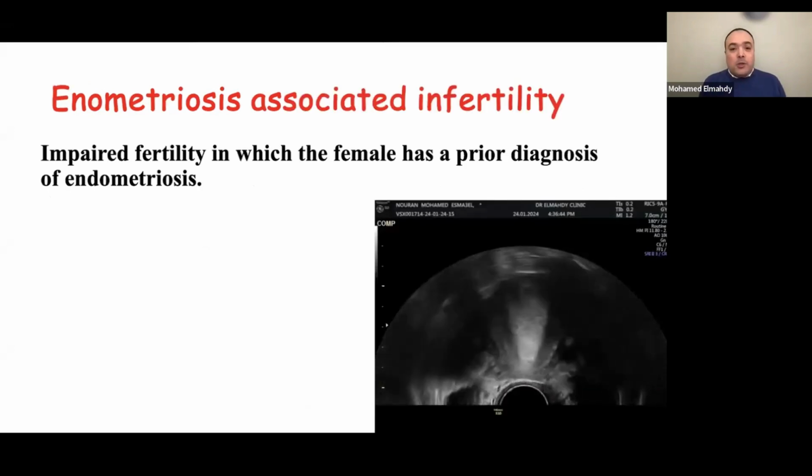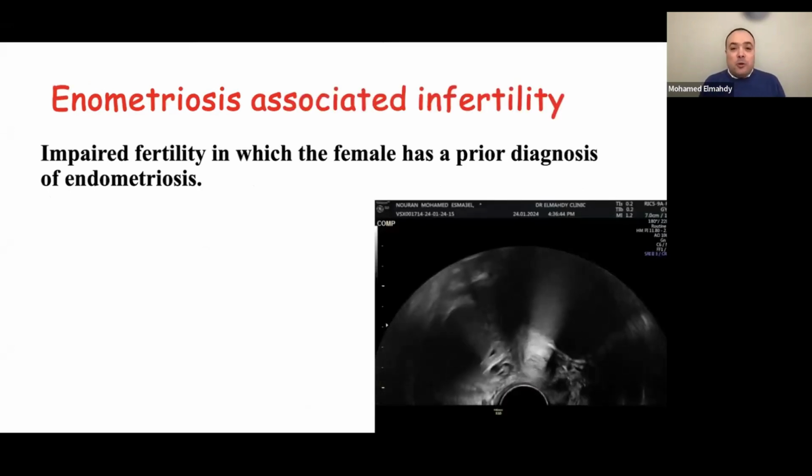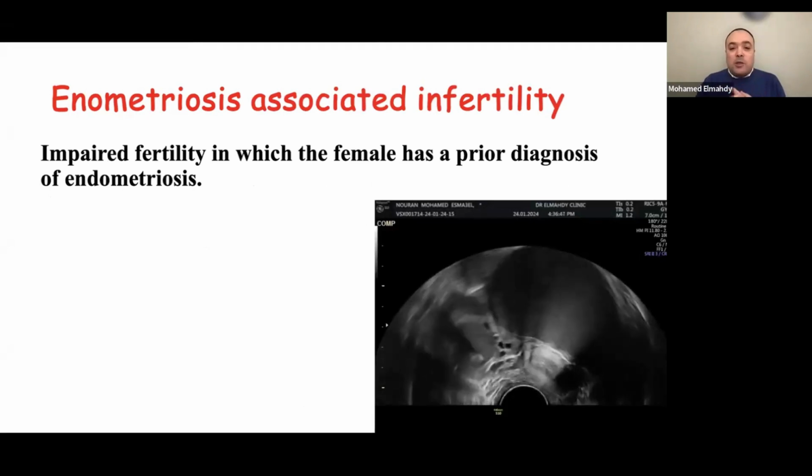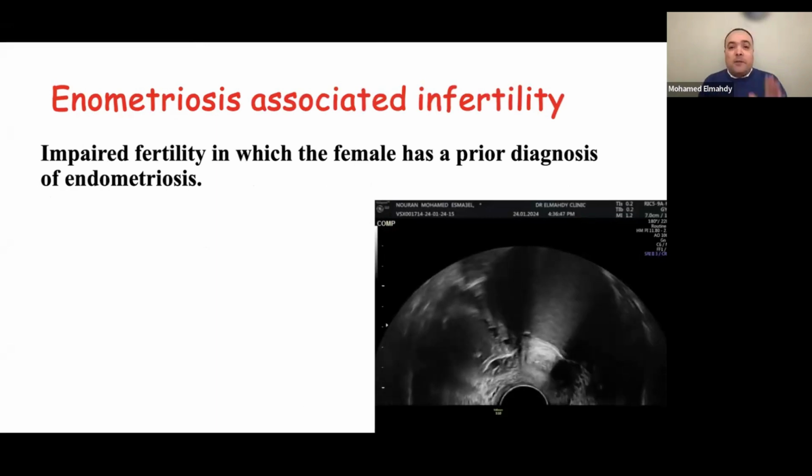In order to say endometriosis-associated infertility, you have 2 points. Number one, the diagnosis of endometriosis, in a woman complaining of infertility. So there must be infertility and endometriosis. Infertility is a failure to achieve conception or pregnancy after 1 year of unprotected intercourse, or 6 months of unprotected intercourse if the woman is more than 35, plus the presence of a sure diagnosis of endometriosis.